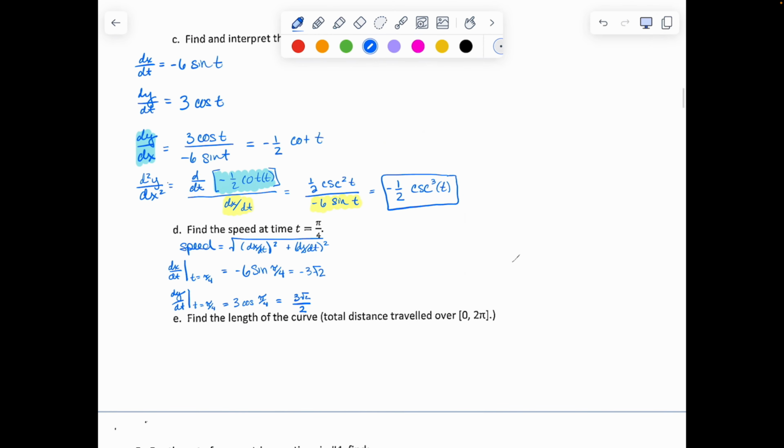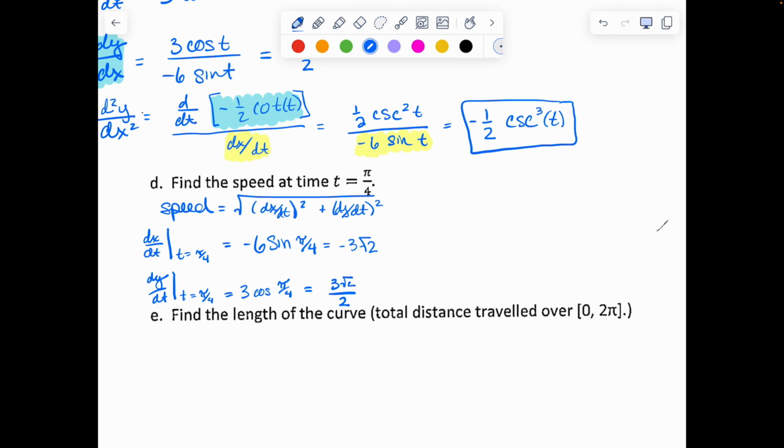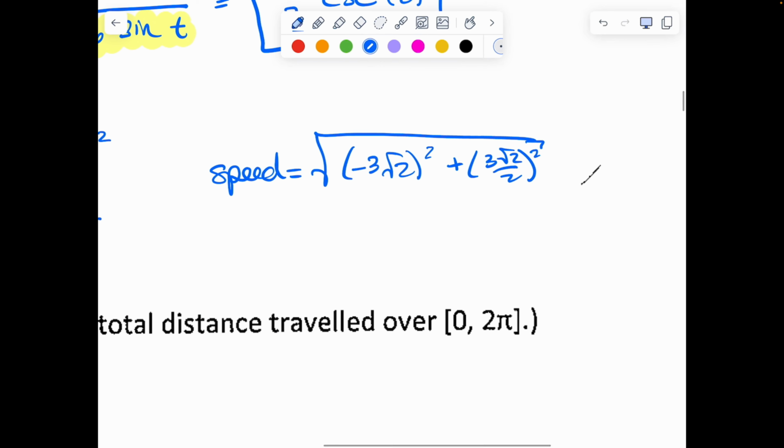And now I plug both of those into my formula for speed. So my speed is the square root of negative 3 root 2 squared plus 3 root 2 over 2 squared. So we're going to have, let's see, 9 times 2, this is 18. And this is 9 times 2 over 4.